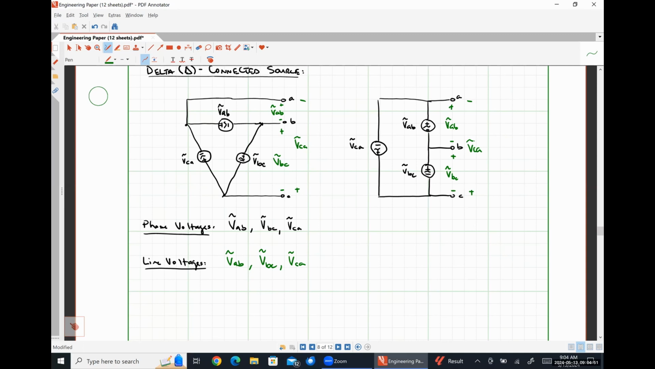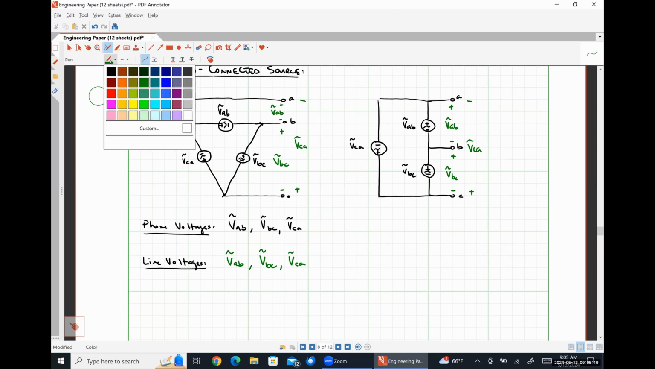What we're going to find out when we look at a full system is that effectively, when we're dealing with delta connected anything, line voltages and phase voltages are the same. And when we're dealing with Y connected anything, line currents and phase currents are going to be the same. There might be a little mix up on the sign, but we'll sort that out.